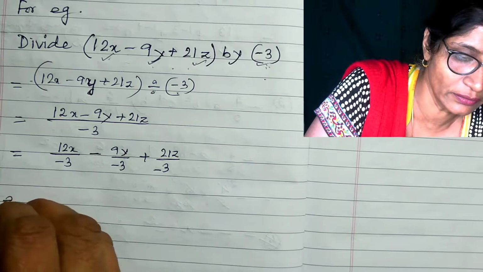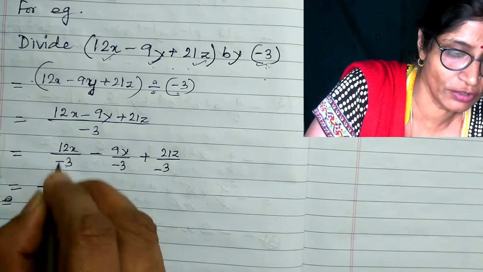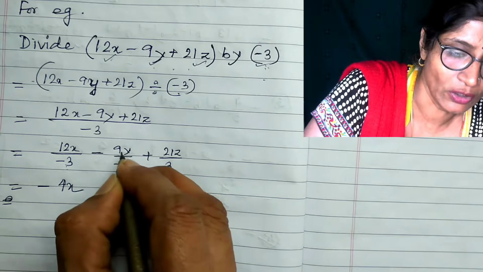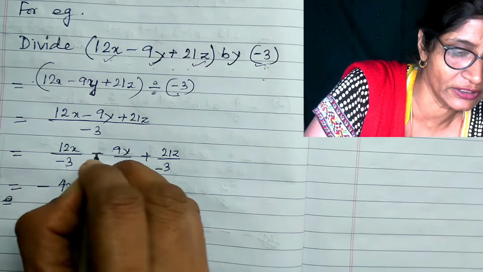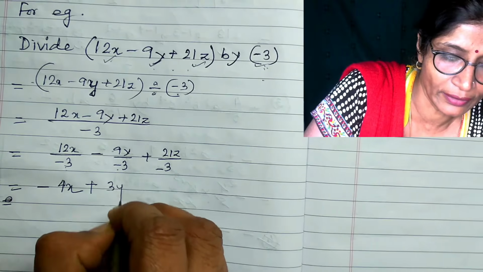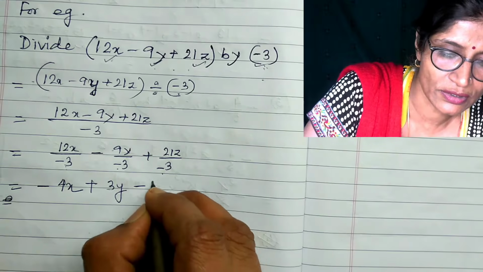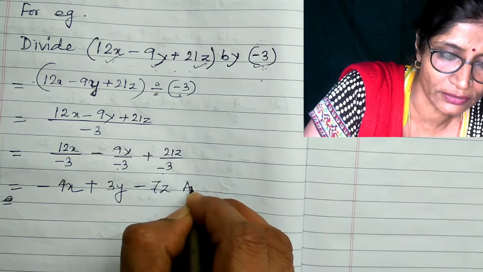That is equal to, plus divided by minus means minus. So 3 4s are 12, minus 4x. Now minus 9y divided by minus 3: minus and minus is plus. So 3 3s are 9, plus 3y. Then plus divided by minus, it is minus, so it is minus 7z. So that is the answer.